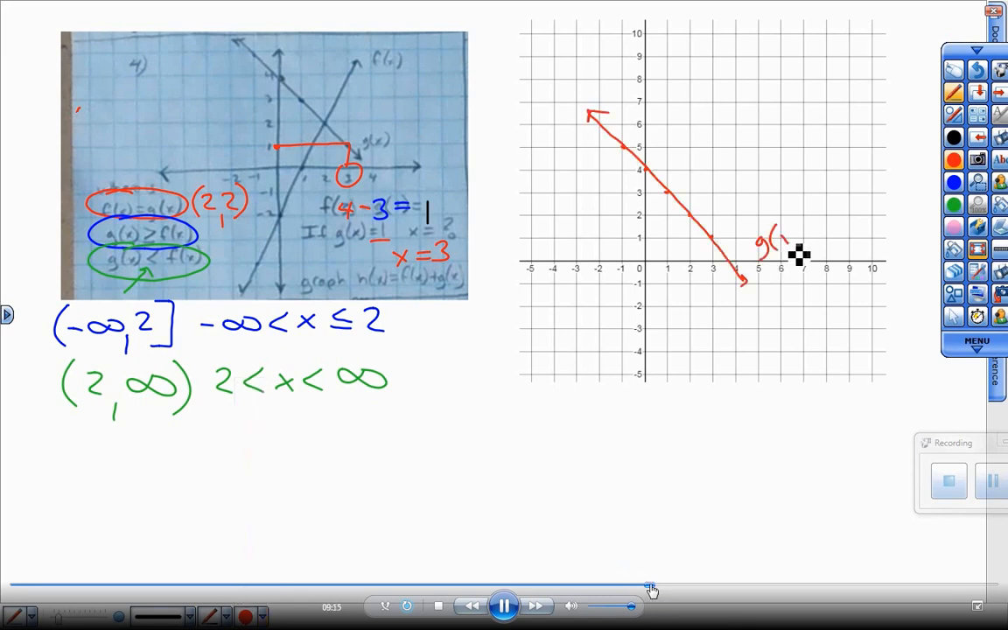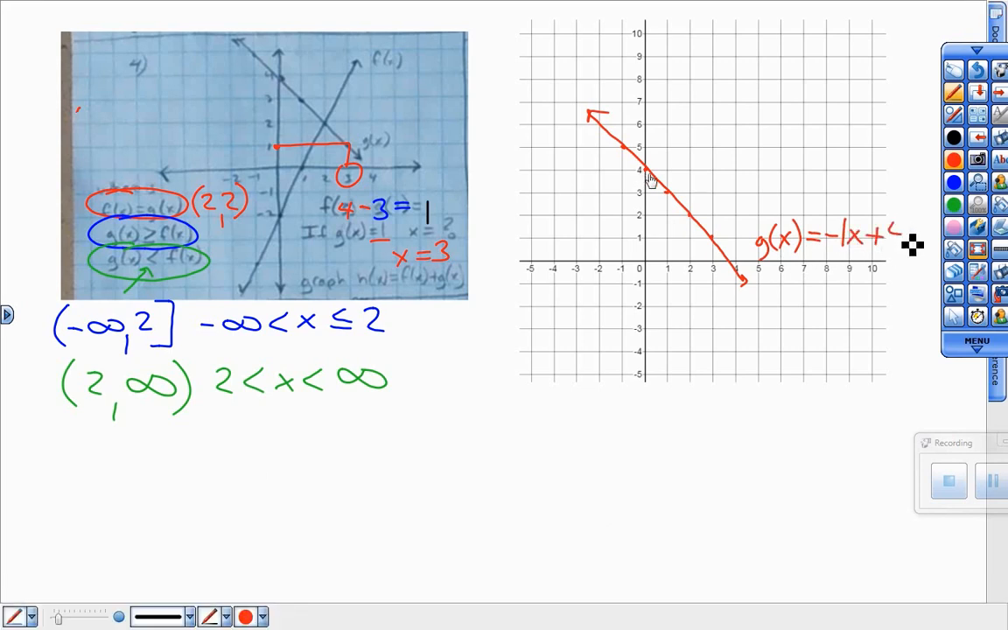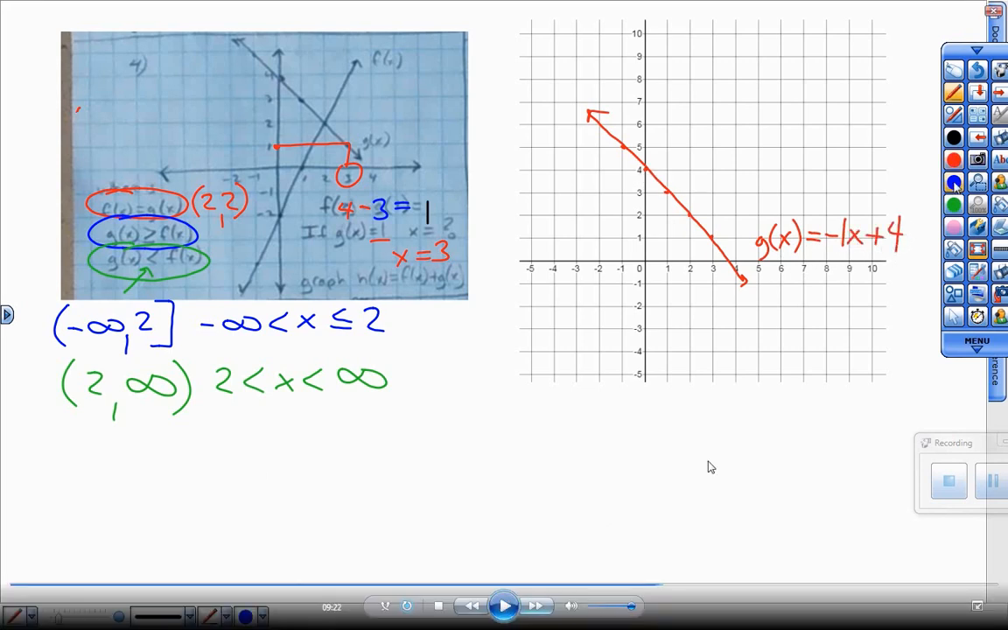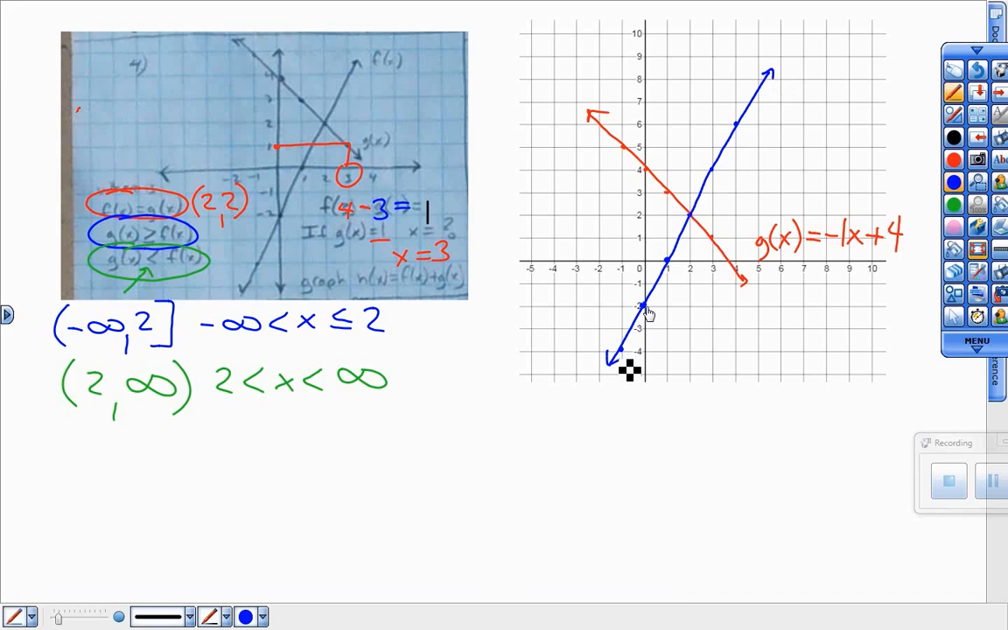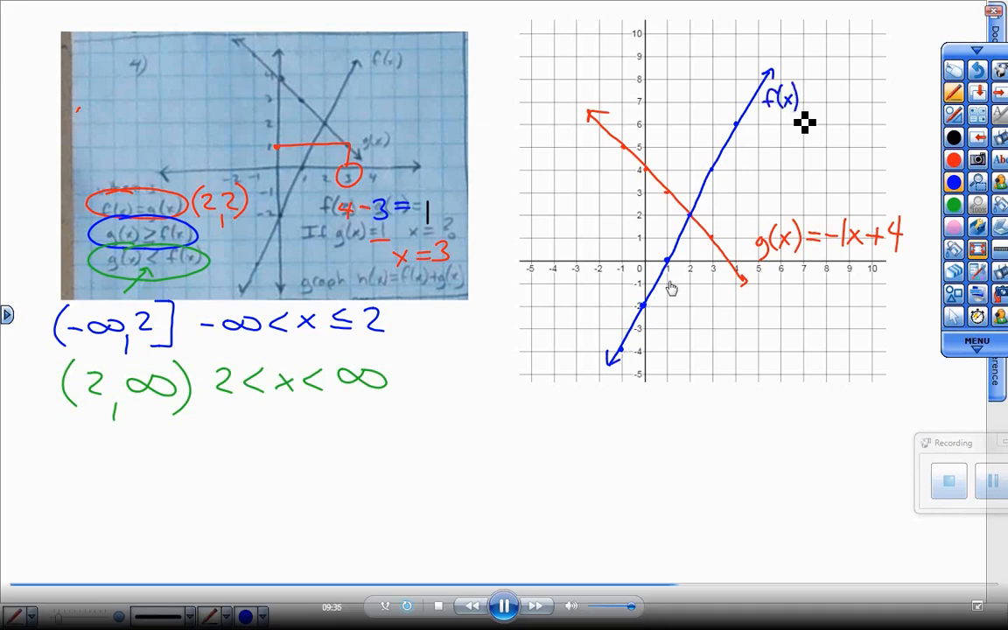So that first line here, starting at +4, going over 1 down 1, that is the equation -1x. My slope is -1, +4 for my y-intercept. My f of x line starts here at -2, over 1, up 2, over 1, up 2. You should be able to see that that y-intercept of -2 with that slope of 2 over 1, that equation is 2x minus 2.